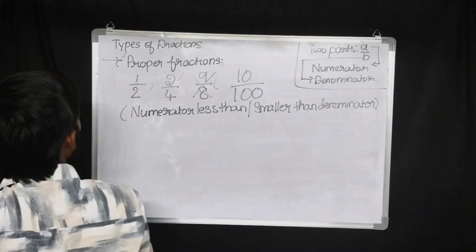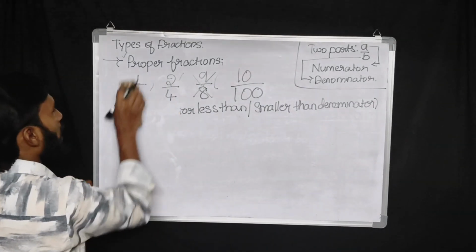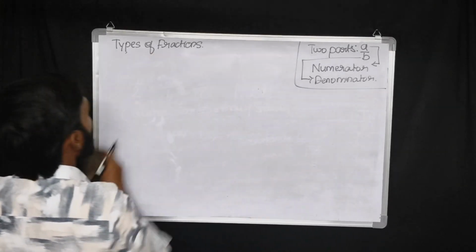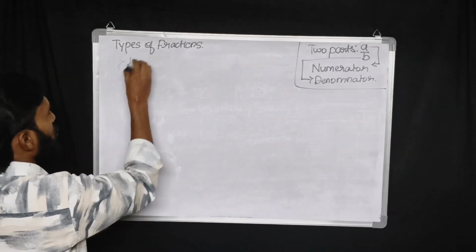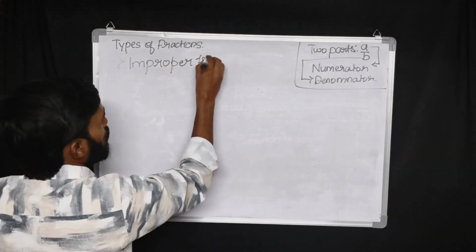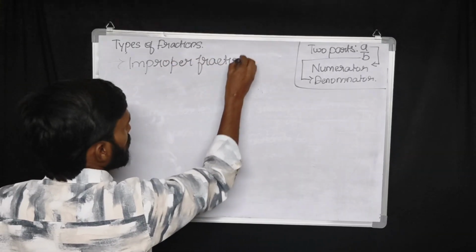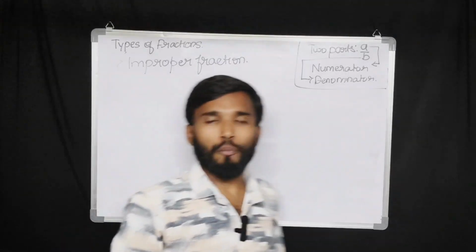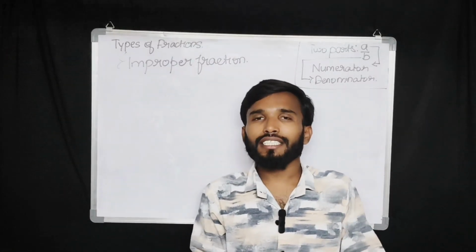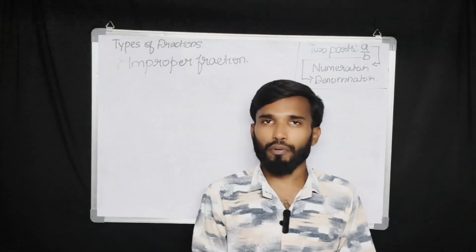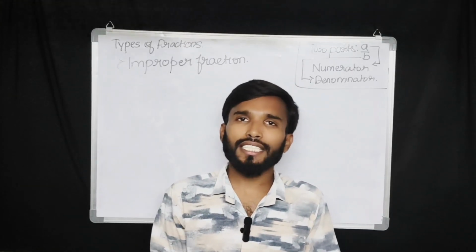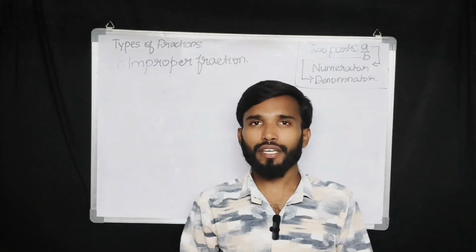Now the second type of fraction is improper fraction. What is that? Did you understand what is proper fraction? If you understood that, then it is easy for you. Why? Because it is just the reverse of proper fraction. What is the condition of proper fraction? That numerator should be less than the denominator.